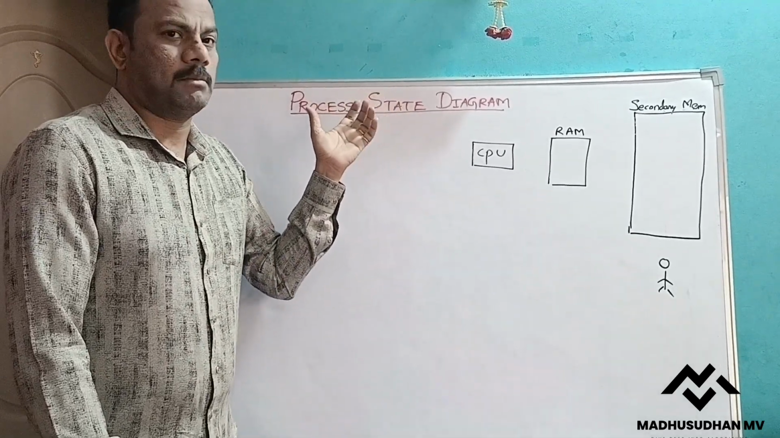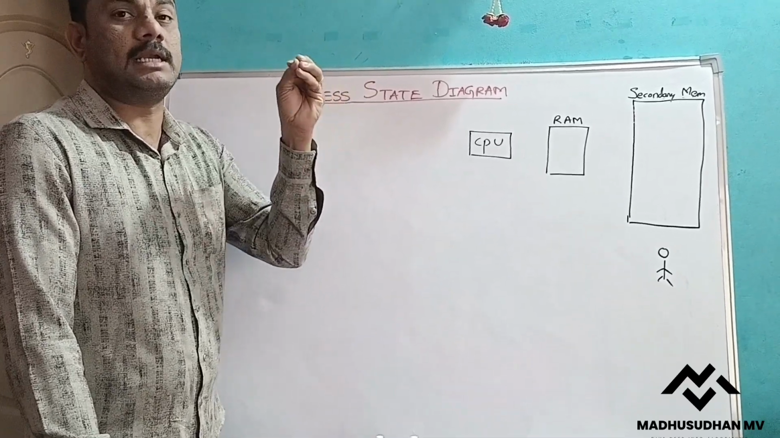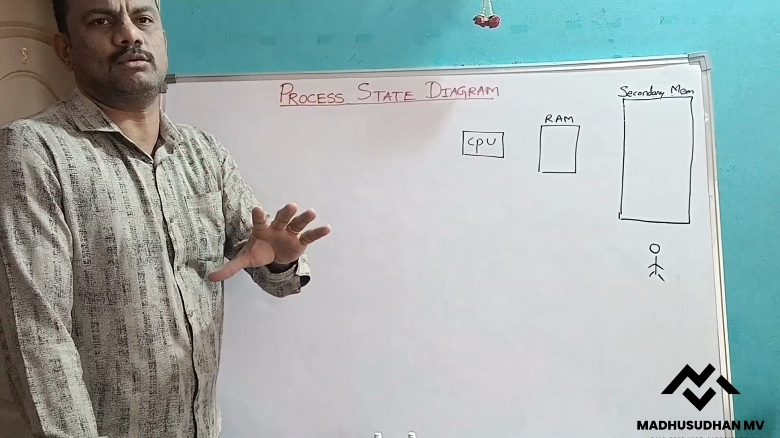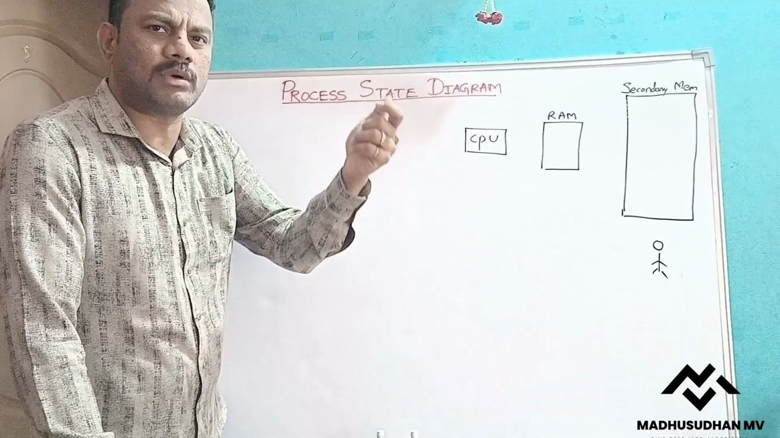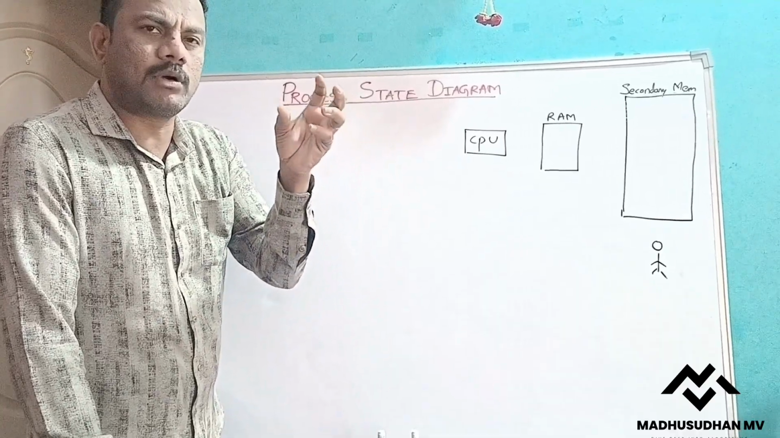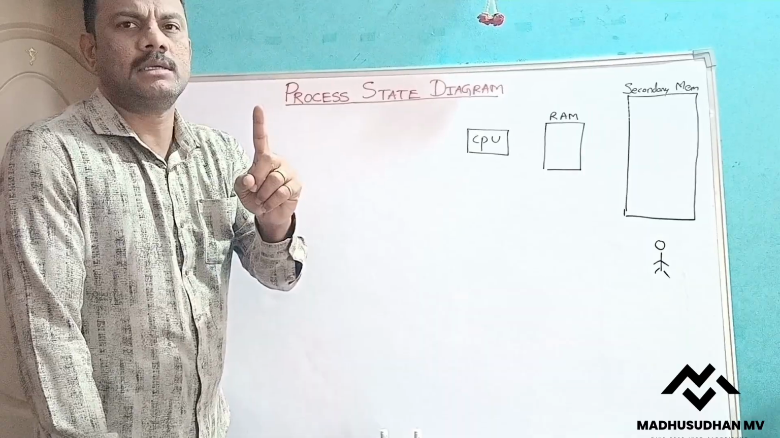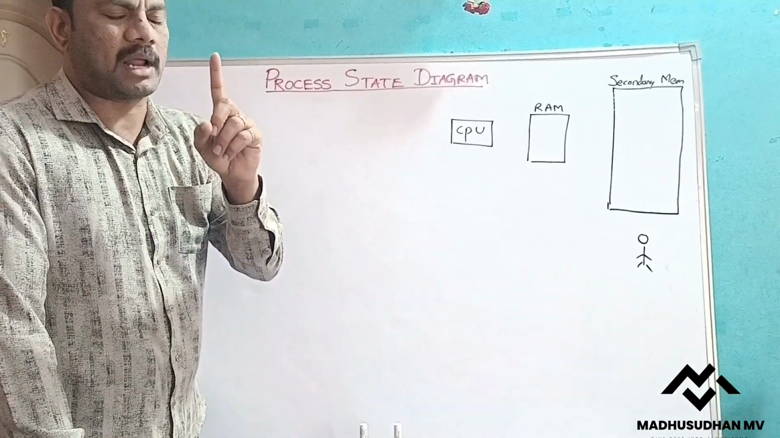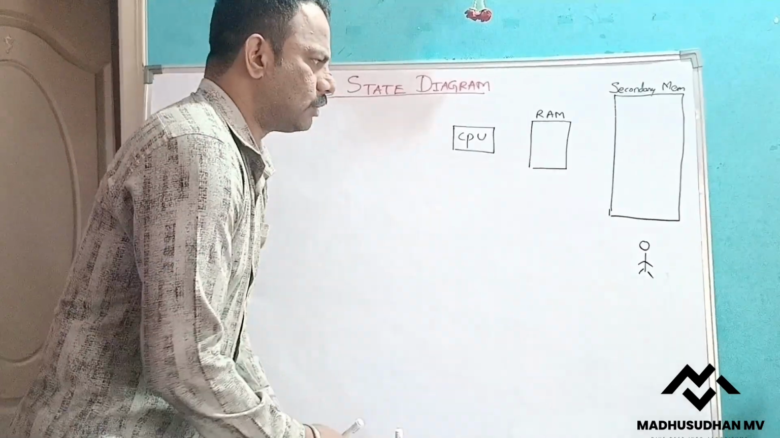We know what we mean by a process, right? The running program is called a process, or a program under execution. That means whenever our CPU starts executing our program, the program which is being executed by the CPU, we call it a process. In simple words, a process is nothing but a running program.